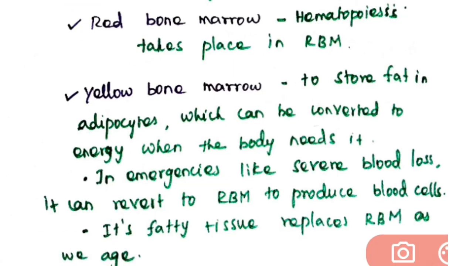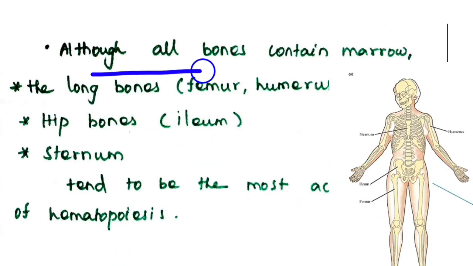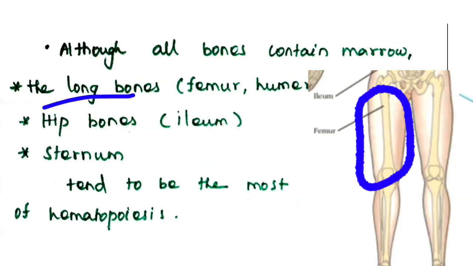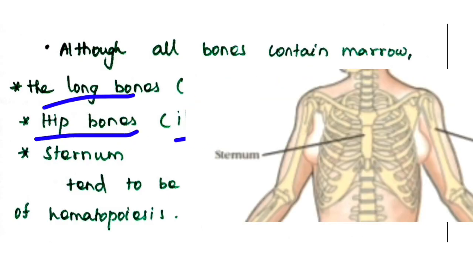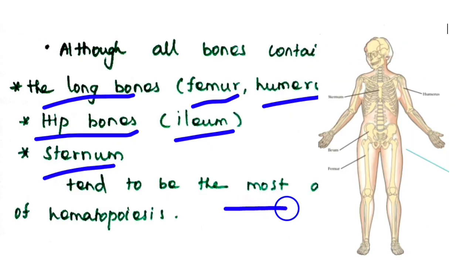This fatty tissue, that is yellow bone marrow, replaces red bone marrow as we age. So when we get older, your red bone marrow is replaced with yellow bone marrow, so the hematopoiesis process will slow down. Although all bones contain marrow, particularly the long bones, that is femur or humerus, then hip bones, ilium, then sternum tend to be the most active sites for hematopoiesis.